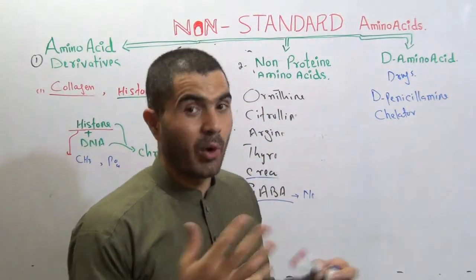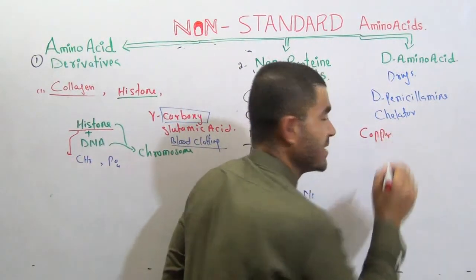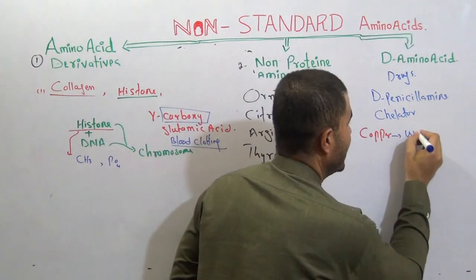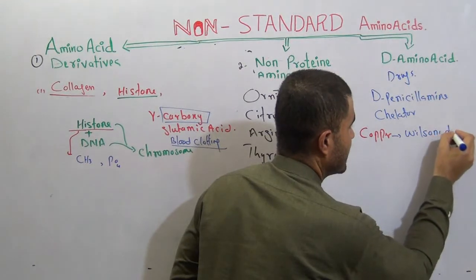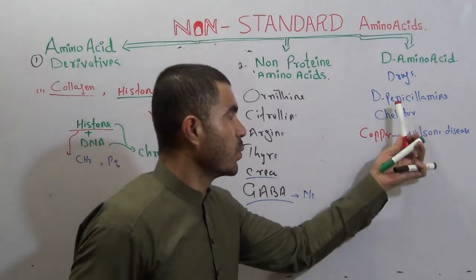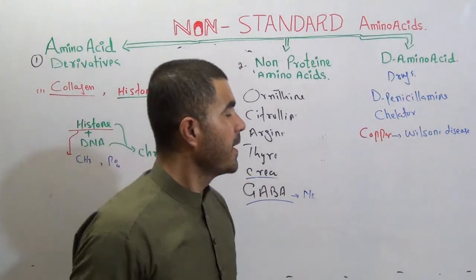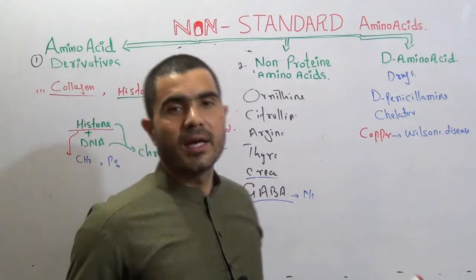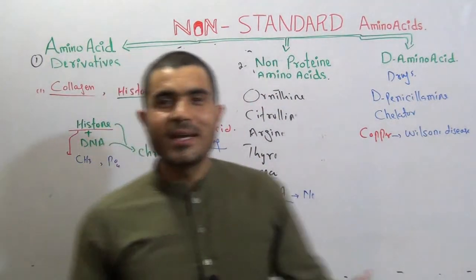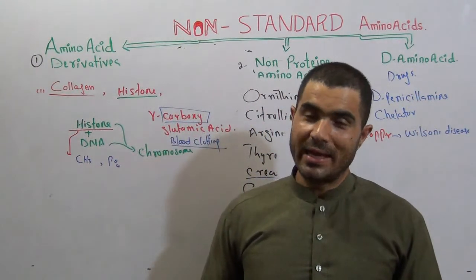So it can be used in poisoning. If copper is in excess in our body, it may cause a disease called Wilson's disease. And in order to treat this disease, we administer D-penicillamine to the patient. So that's what we got. And then we have some more amino acids also in the D form. In this way, finally the whole lecture on non-standard amino acids has ended here.